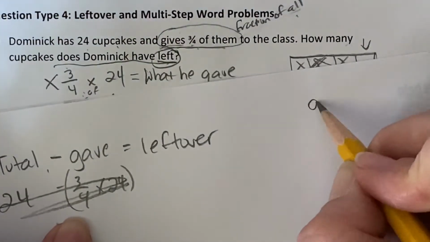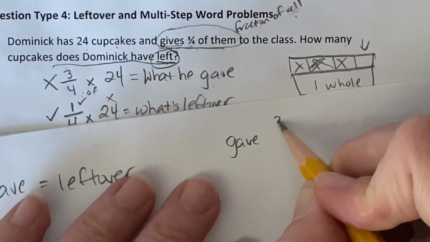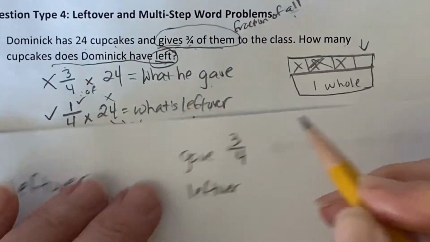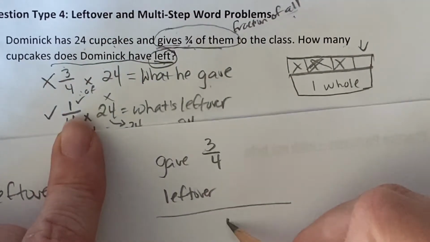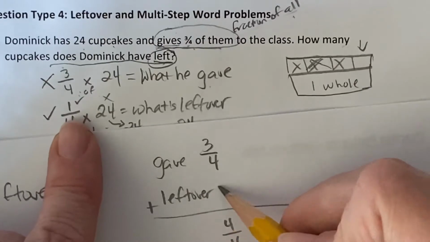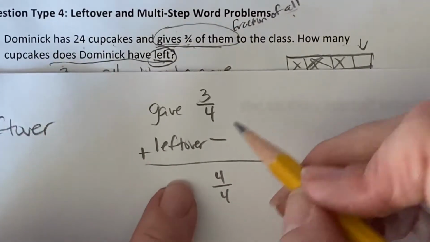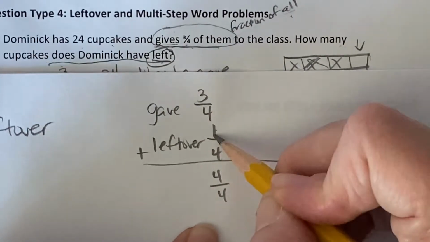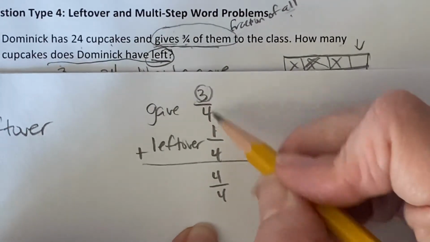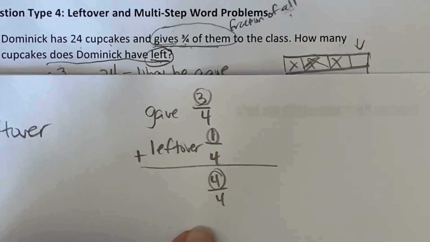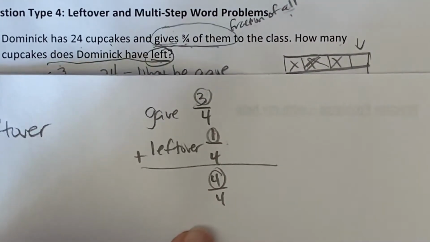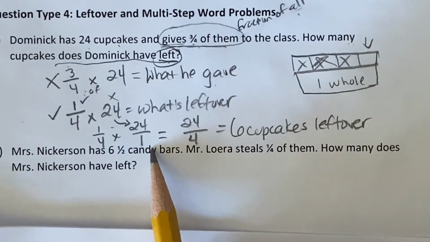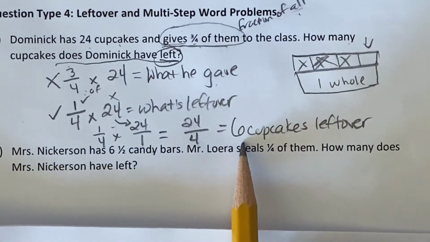So if he gave 3/4, what would be left over? Well, a whole is 4/4. So what would be left over to make this? Well, 3 plus 1 would be 4/4. And that would give me, so I know the leftover part is 1/4. So I could then just multiply the leftover times the 24, and it gets me my 6 cupcakes.